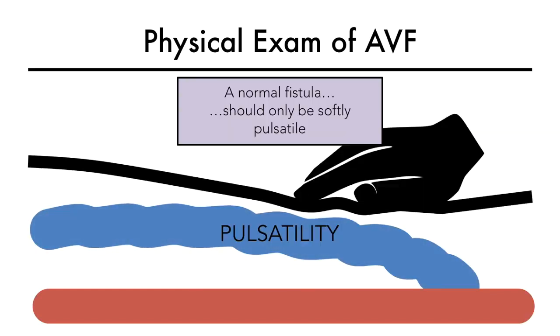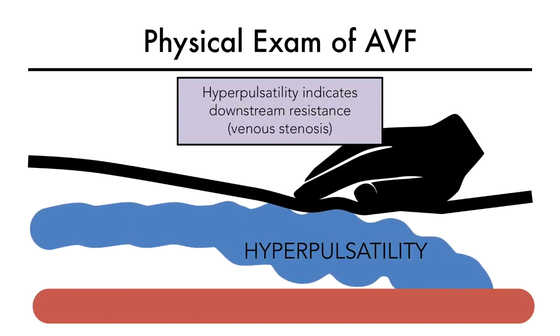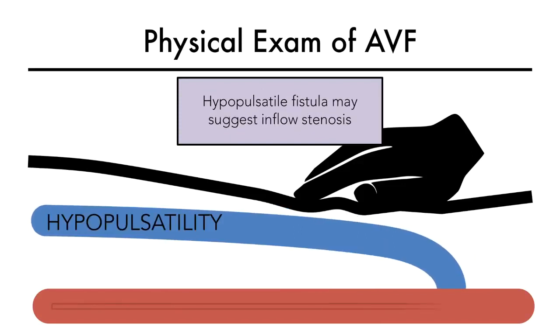Moving on to the third component, pulsatility. A normal fistula should only be softly pulsatile. Hyperpulsatility indicates downstream resistance. Hyperpulsatility, or a new pulsatility along the vein, suggests the presence of venous outflow stenosis. A hypopulsatile or flat fistula may suggest inflow stenosis, which we will learn more about in the upcoming sections.